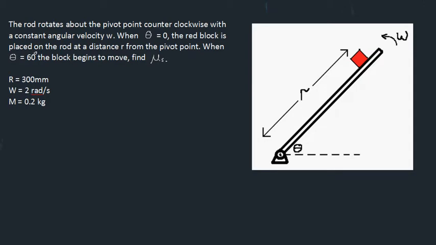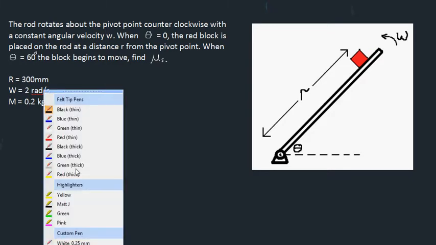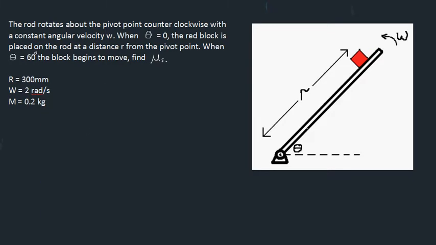Well, that's not the only thing we know. We also know that the direction of static friction will be trying to prevent movement of the block. So it will be facing up the slope of the rod to try and prevent the block from moving down the slope.